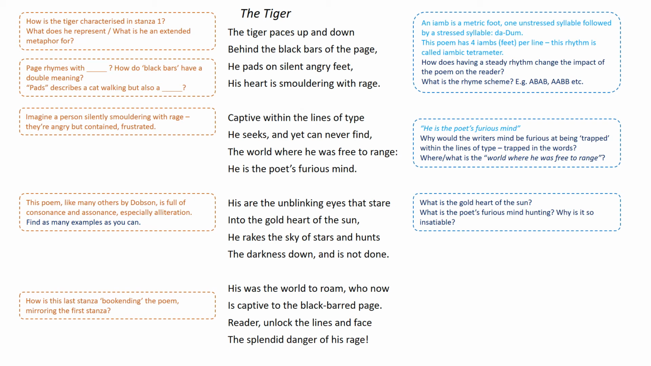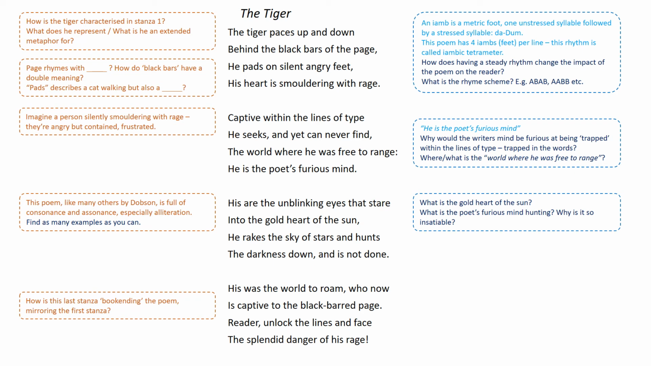Okay, quick nod to form for this fourth stanza. His was the world to roam, who now is captive to the black-barred page. You should notice a kind of bookending. This last stanza very much mirrors the first stanza. So we have page and rage again, as well as another couple of words repeated from earlier in the poem.